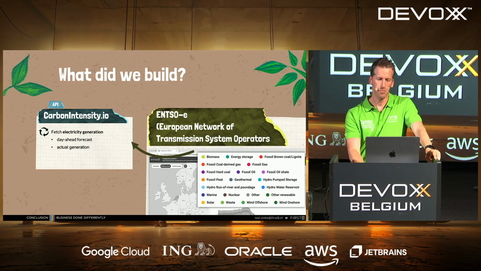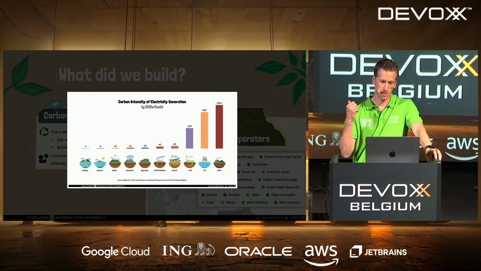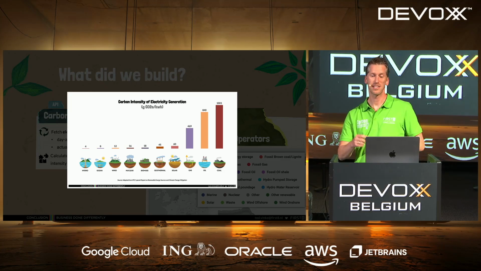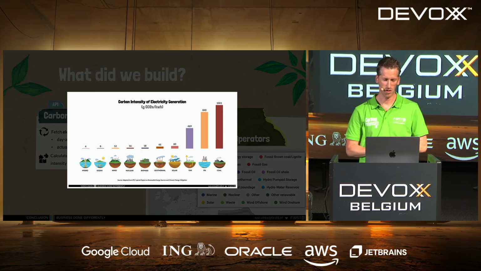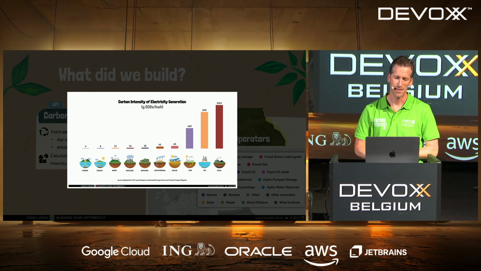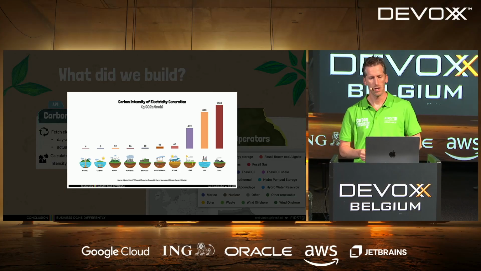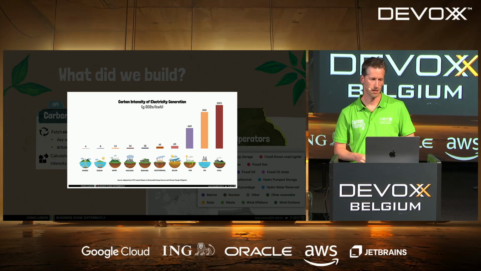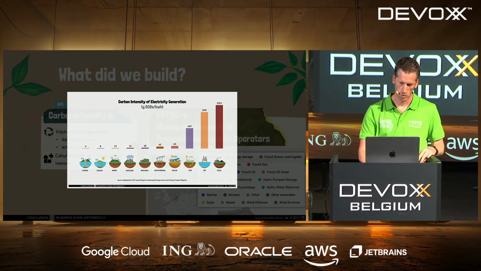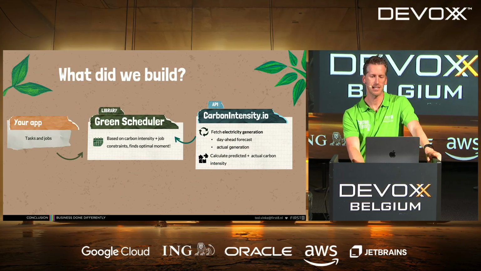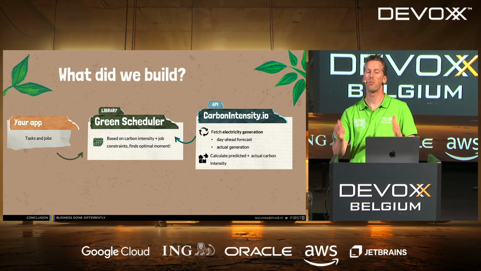Based on this data, we calculate the predicted and the actual carbon intensity. So this is the carbon intensity per fuel source chart I showed you before. That's the kind of mapping we have inside our API to go from the megawatts of ENTSO-E to a carbon intensity value at several points in the day. So based on the carbon intensity and the job constraints, the scheduler finds the optimal moment to plan the job.